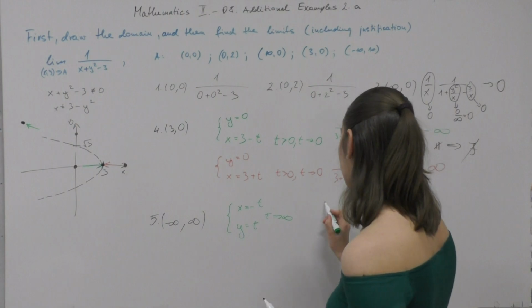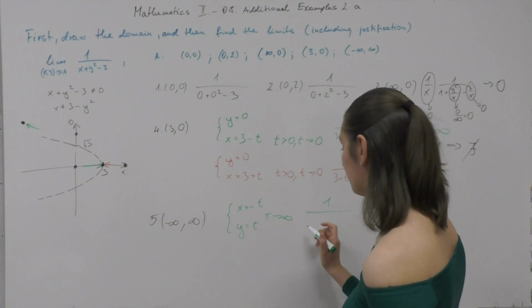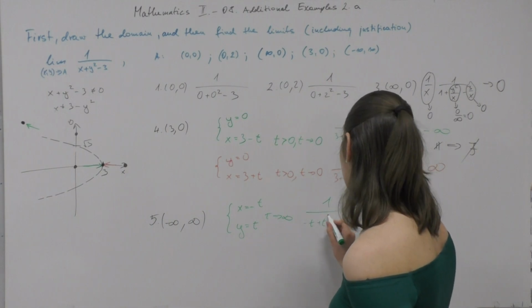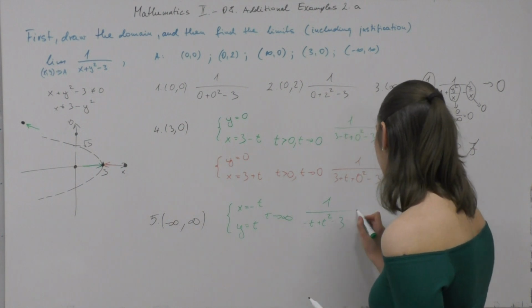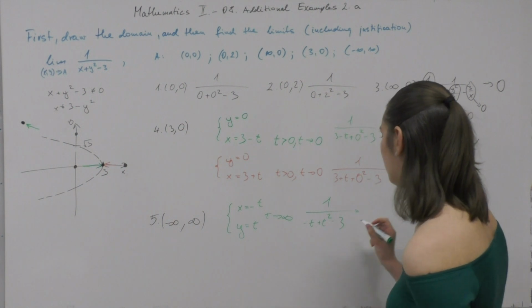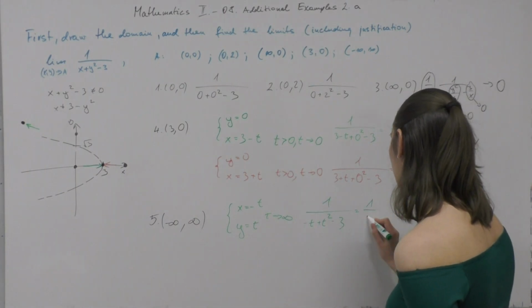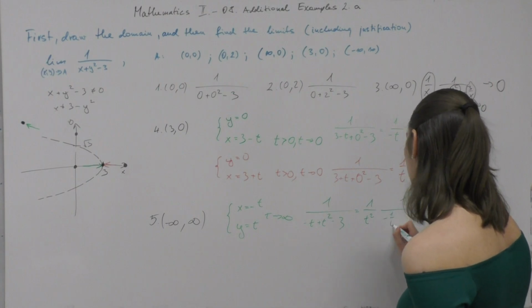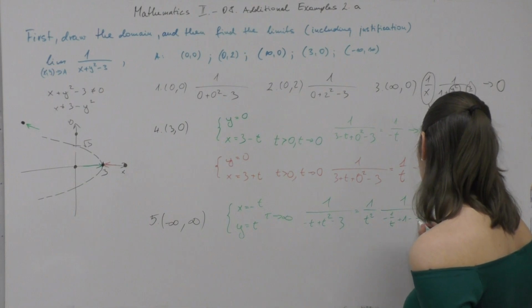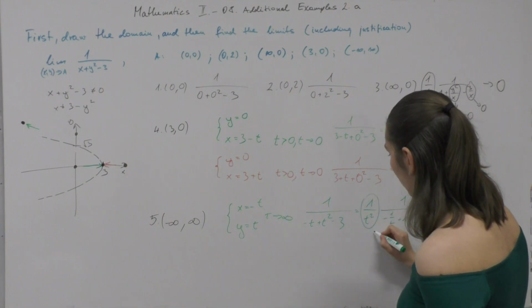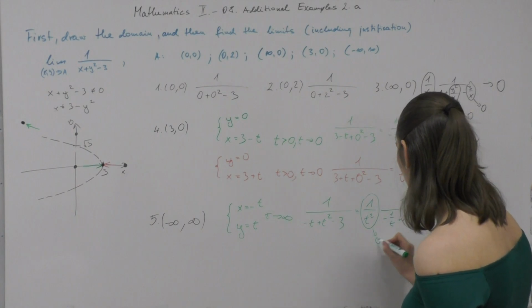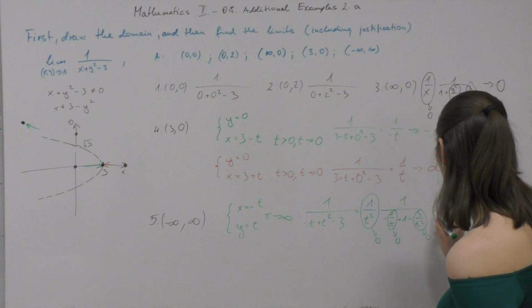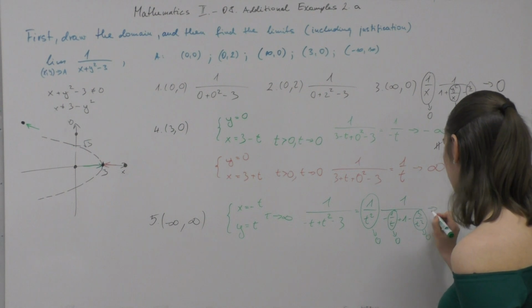So our function will be 1 over minus t plus t squared minus 3. We can factor out the dominant term, 1 over t squared times 1 over minus 1 over t plus 1 minus 3 over t squared. 1 over t squared goes to 0, 1 over t goes to 0, 3 over t squared goes to 0, so this one goes to 0.